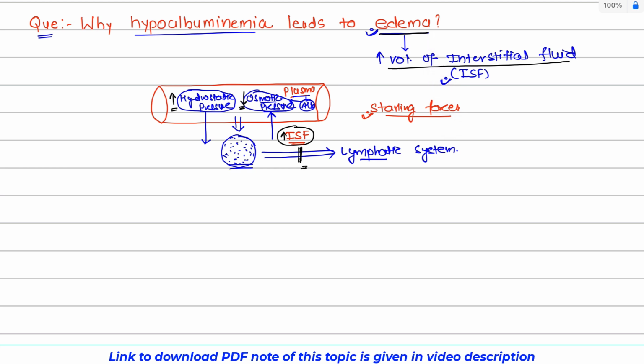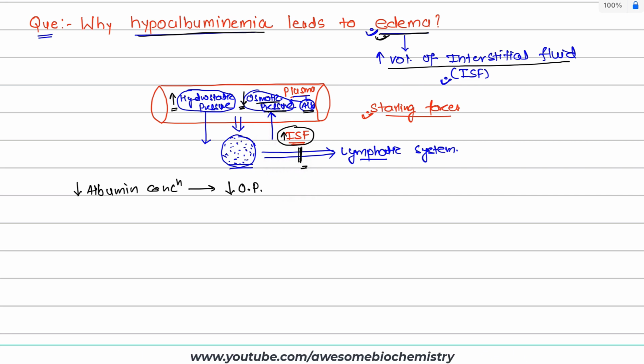So now coming to the question, why does hypoalbuminemia lead to development of edema? See, hypoalbuminemia means there is a decrease in the albumin concentration. And we know that albumin is responsible for the osmotic pressure. So decreased albumin concentration leads to a decrease in the osmotic pressure. And by the way, remember, osmotic pressure is also called oncotic pressure. And we know that whenever there is a decrease in the osmotic pressure, it leads to an increase in the interstitial fluid volume. And increased interstitial fluid is nothing but the edema.